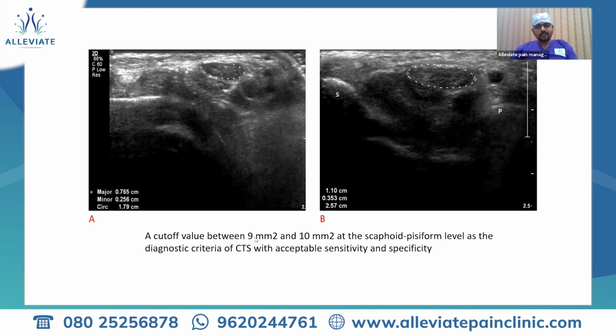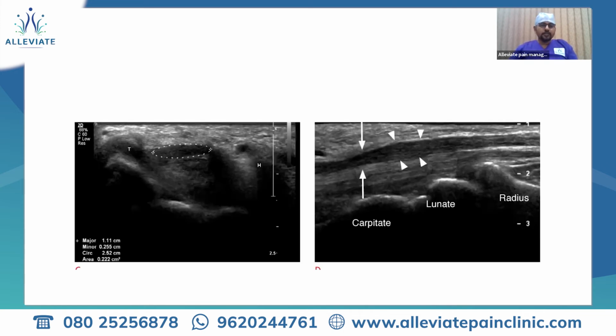The cutoff value between 9 millimeter square and 10 millimeter square at the scaphoid pisiform level is suggested as a diagnostic criterion for CTS with acceptable sensitivity and specificity. Anything more than that, definitely you can think of CTS, right? Again, you can see it's quite enlarged over here. And then when you toggle onto the long axis, you can see that there is a fusiform swelling distal to the compression. You can see that there's a swelling of the nerve.